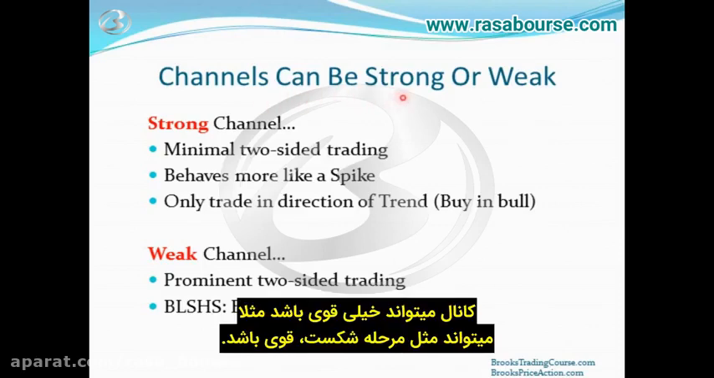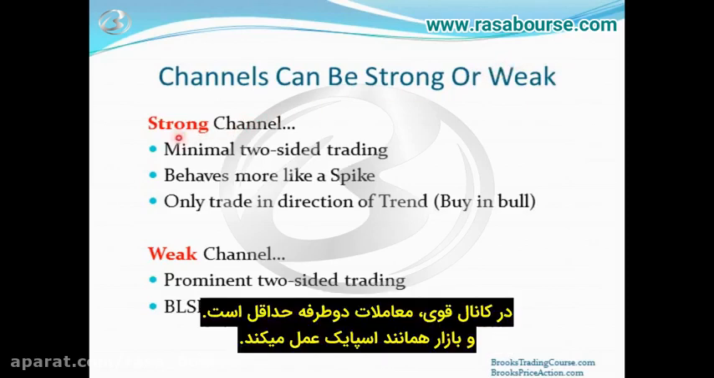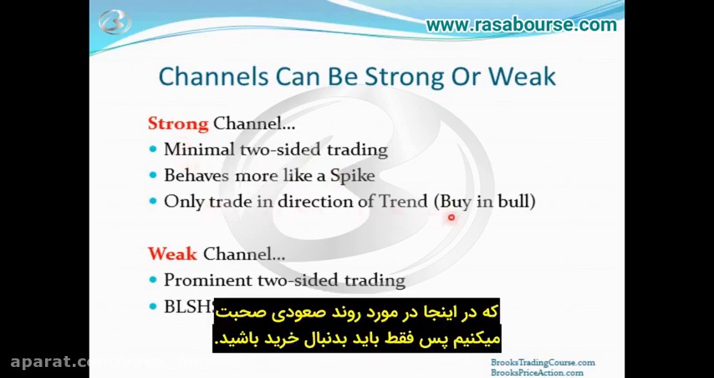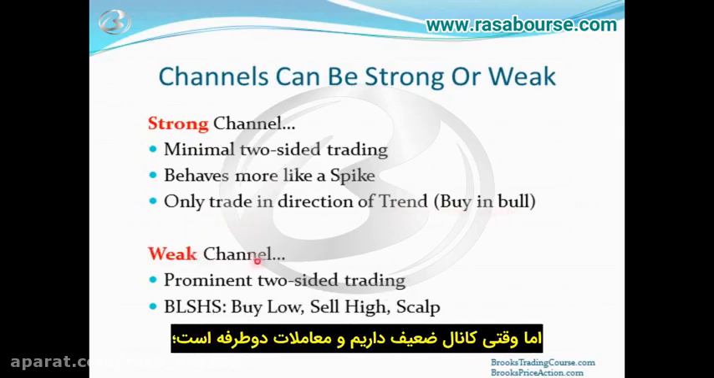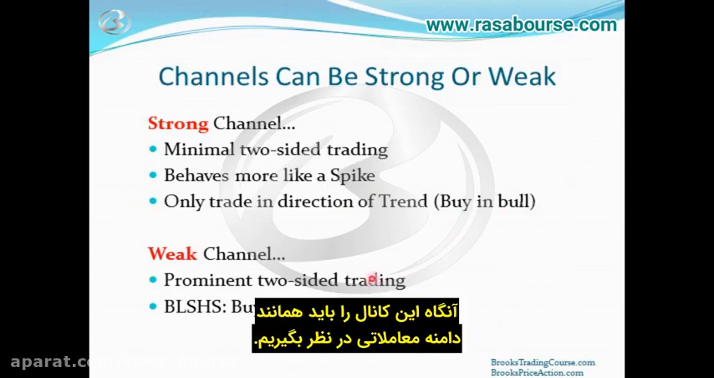Channels can be very strong, almost as strong as breakouts, or they can be very weak, almost as weak as trading ranges. In a strong channel, there's minimum two-sided trading, and the market's behaving much more like a spike. When you're in a strong channel, only trade in the direction of the trend, and we're talking about bull trends here, so you only want to buy. When it's in a weak channel, and there's very prominent two-sided trading, big swings up and down, you should trade it like a trading range. Buy low, sell high, and scalp.